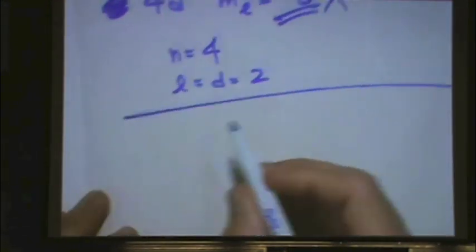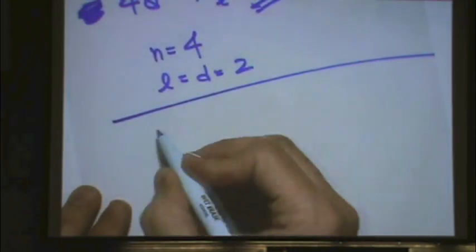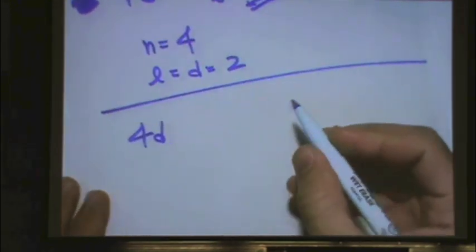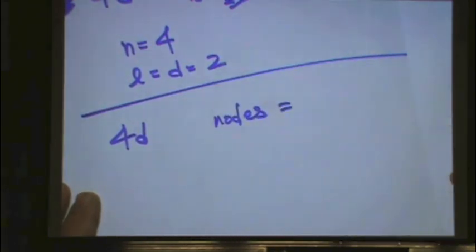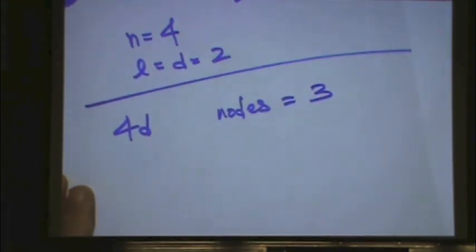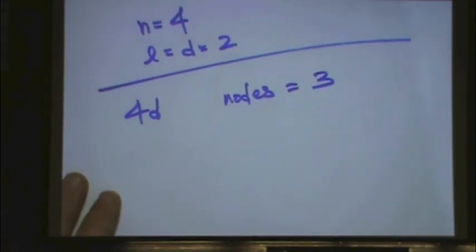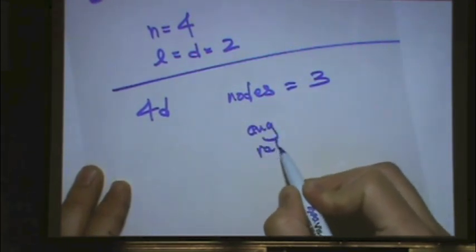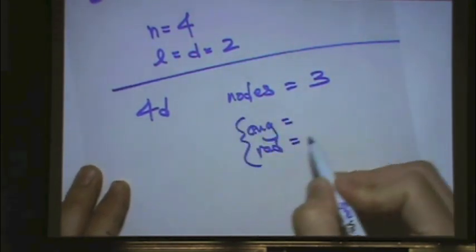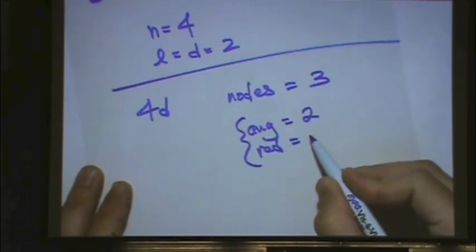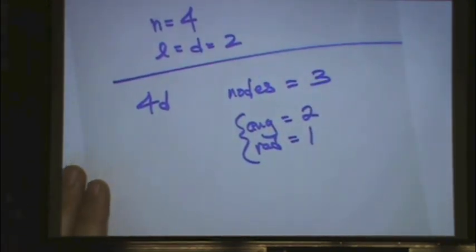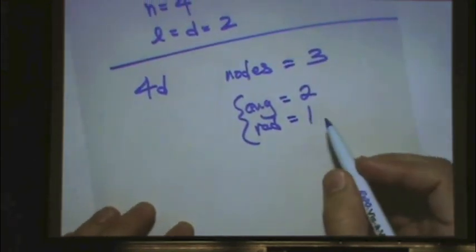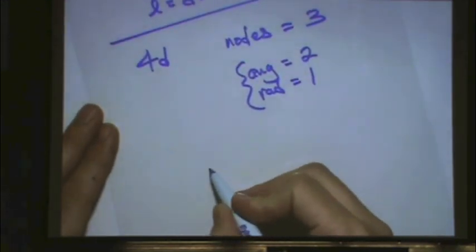Okay, another possibility. Let's say for 4D, how many nodes do we have? 3. What kind of nodes are they? How many angular nodes and how many radial nodes? Do I need to explain that more? Who needs more explanation on this one? Okay. Well, now everybody's excited to raise their hand.